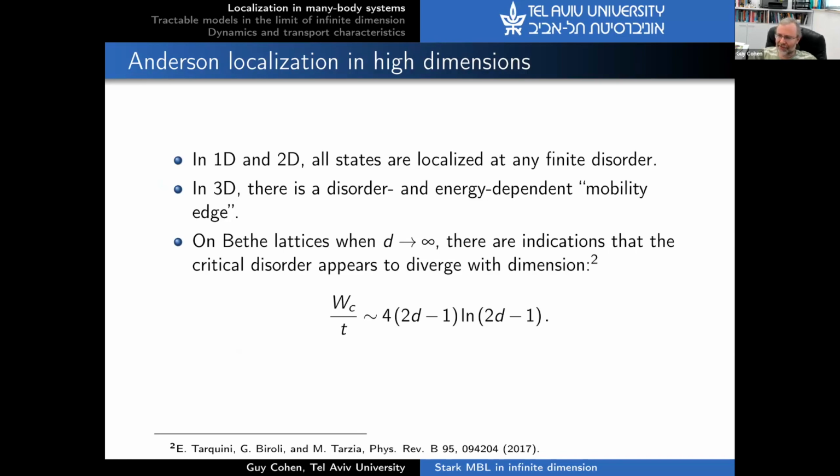And at least to the best of my understanding, this is not a fully closed question. But we think that when you go to high dimensions, localization becomes at least weaker. Okay, and there are many reasons why that would make sense. But for instance, there's this relatively recent study that claims that if you look at a Bethe lattice, which is quite similar to what I'm going to do today, then at the limit of high dimensions, the strength of disorder at which you will start to see localization rises with dimension, diverges at high dimension. So you would need very strong disorder to see any sort of localization effects when dimension is big. And that means maybe it's not as interesting to investigate.